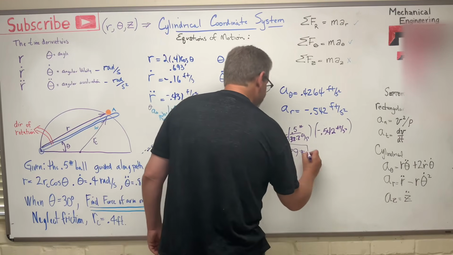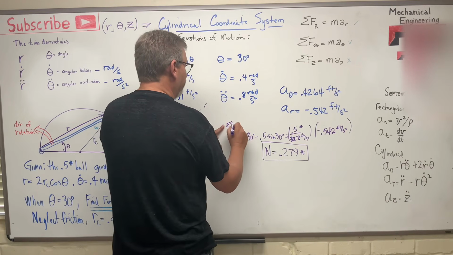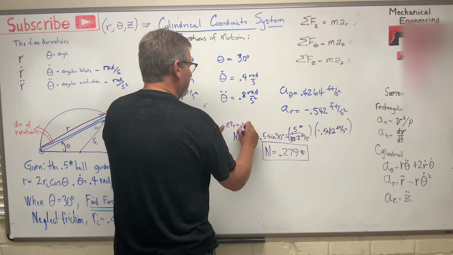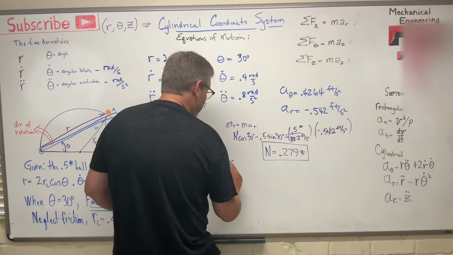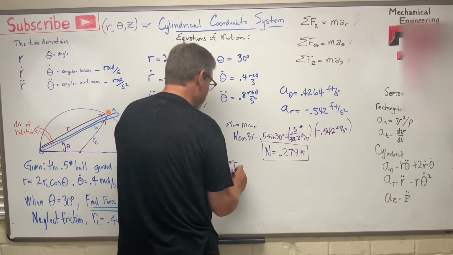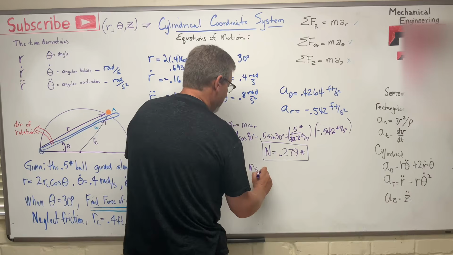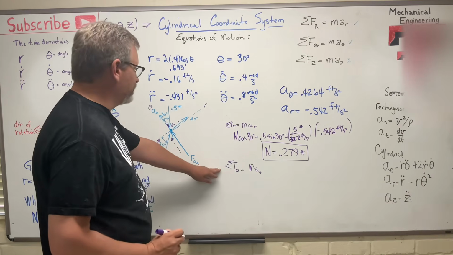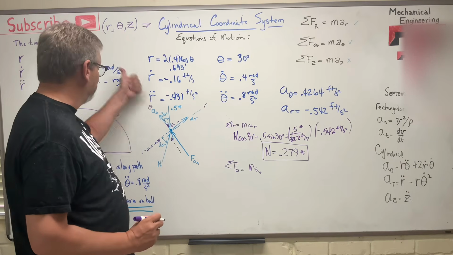So there's N, and all of that is from this equation: the sum of the forces in the R direction is equal to M A sub R. Now we're going to do the sum of the forces in the theta direction is equal to M A sub theta. Same thing, all we're doing is changing our components here. And in the theta direction, what do we have? Let's call this positive theta.